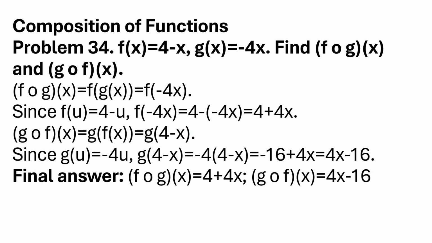Now find g composed with f. Substitute 4 minus x into g. This gives negative 4 times the quantity 4 minus x. Simplifying gives 4x minus 16. Therefore, f composed with g equals 4 plus 4x, and g composed with f equals 4x minus 16.